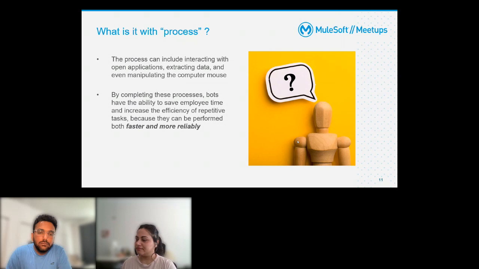And then manipulating the data, like manipulating the computer mouse. For example, we click, we do Control F, Control C, Control V, everything. So we are automating that with the process. By completing these processes, bots have the ability to save an employee's time. And of course, efficiency matters. It's not just about saving time. Sometimes humans make mistakes, but a robot doesn't, unless you write wrong code. So it is both faster and more reliable.